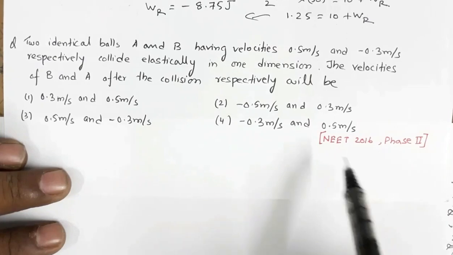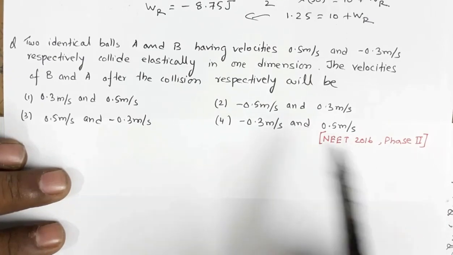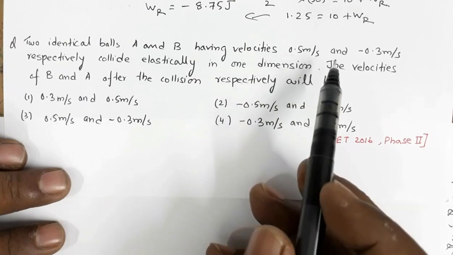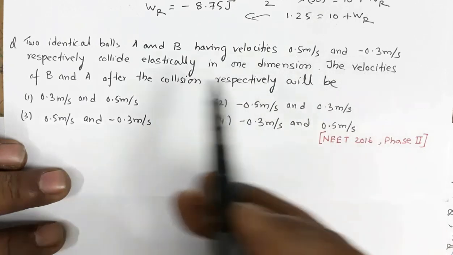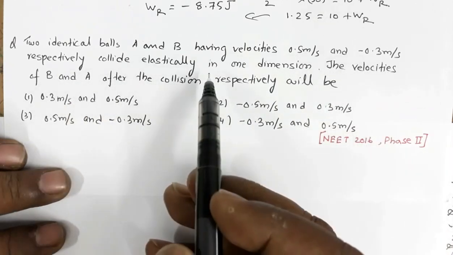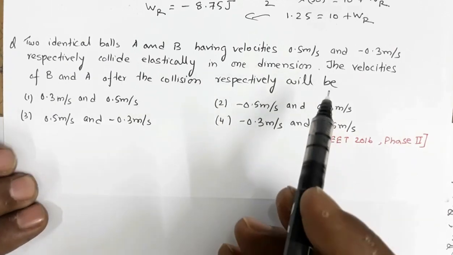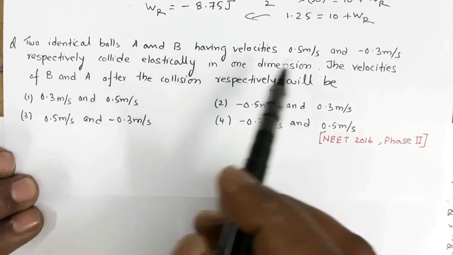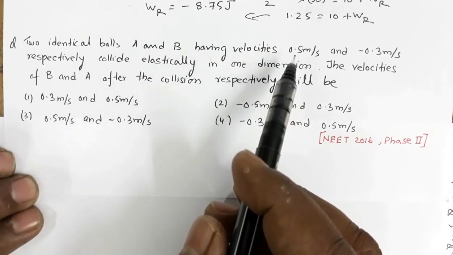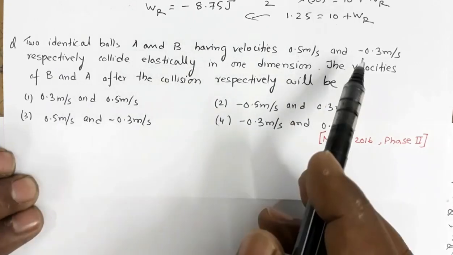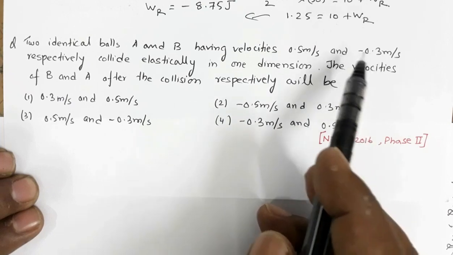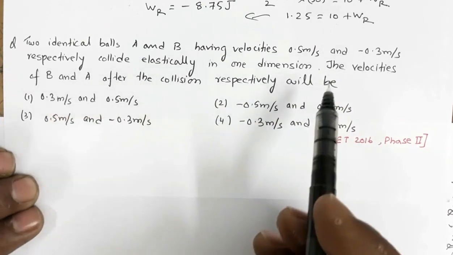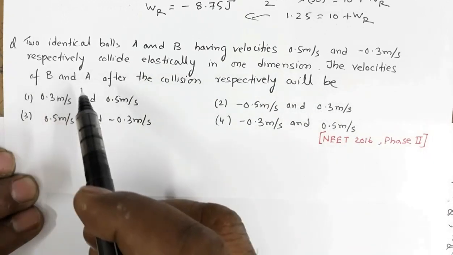Now this question is from NEET 2016 phase 2. Two identical balls A and B having velocities 0.5 meter per second and minus 0.3 meter per second respectively collide elastically in one dimension. Okay, so they have same mass, they are identical. They are moving in opposite direction. A is moving with velocity 0.5 meter per second. B is moving with velocity minus 0.3 meter per second. Minus denotes it is moving in the opposite direction. And they undergo elastic collision.